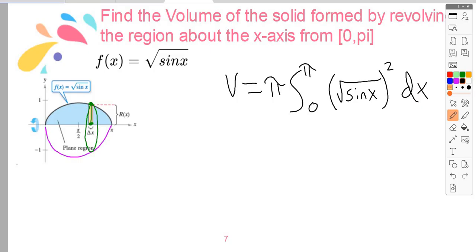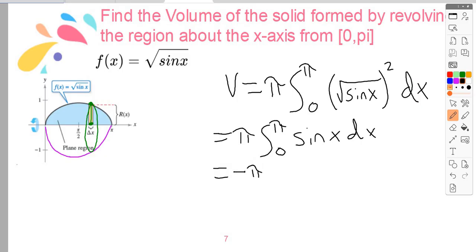So what is the square root of sine of x squared? Just sine of x. Well, that's nice because we should know the antiderivative of sine of x. Negative cosine of x. And we are evaluating from 0 to pi. Which one do we plug in first? Pi. And then I'm going to subtract off, plugging in 0.